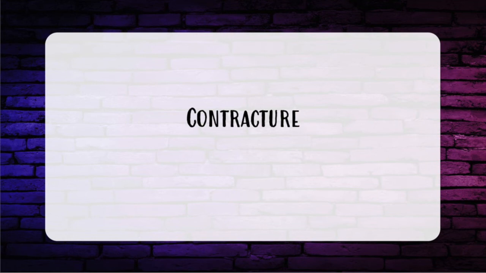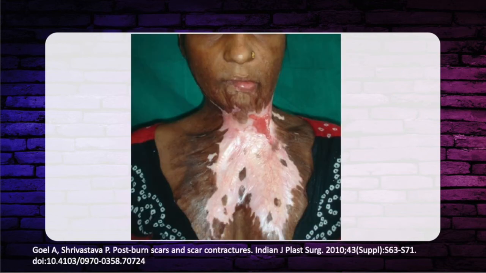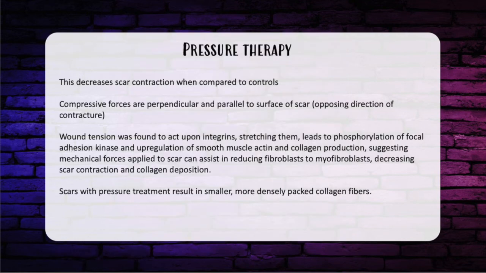Let's move on to the sequela of burns, and that would be scarring and contracture, especially in large burns. Casey, you want to go over some of that? Yeah. So because this is such a big problem, the scarring and the contracture of the scars, there are some different ways that you can address this. One option is pressure therapy. So this decreases scar contracture when compared to controls in studies. The compressive forces that you're using are perpendicular and parallel to the surface of the scar, so opposing the direction of the contracture that will come from that scar.